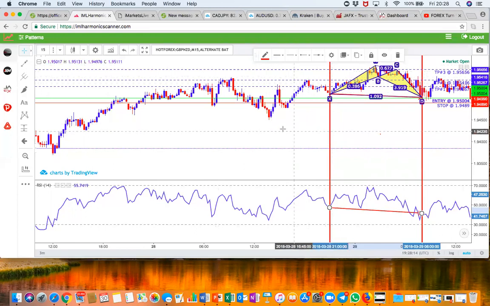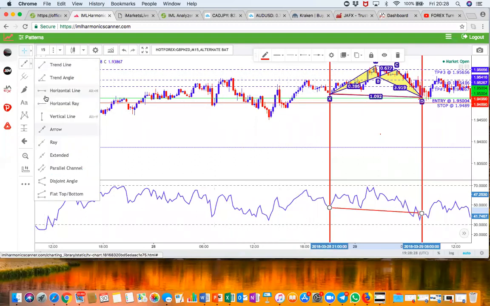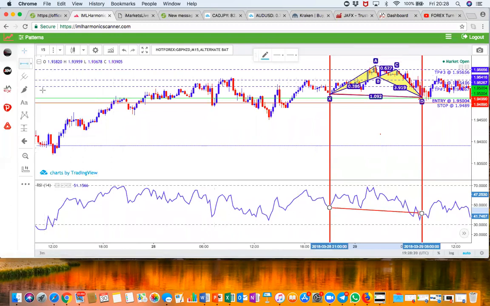So how will you draw these lines? You go on here again, look for the horizontal line, get the color again, make it thicker. I like to make it thicker. So you look at the past. When you are drawing these lines, you look from X to there.